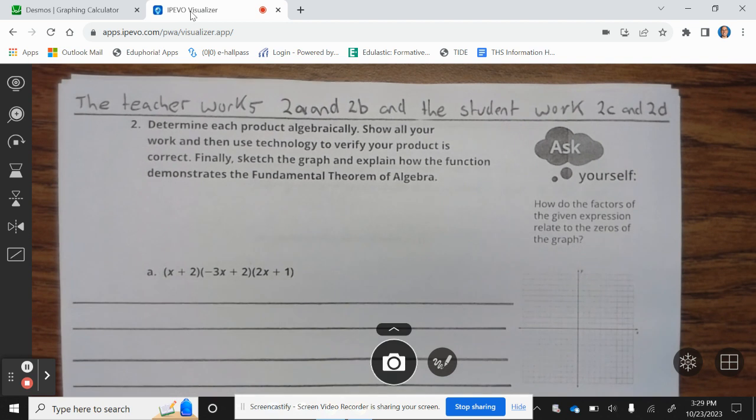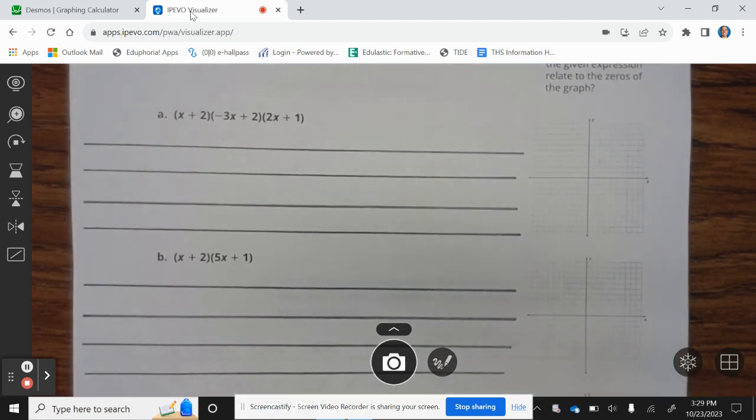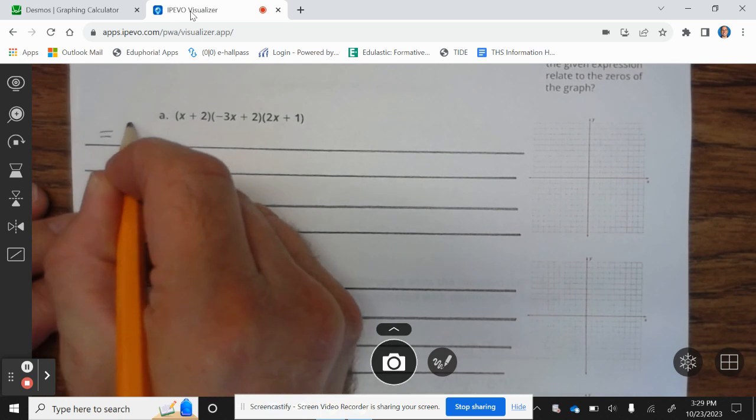Teacher works 2a and 2b, and the student works 2c and 2d. Determine each product algebraically. Show all your work and then use technology to verify your product is correct. Finally, sketch the graph and explain how the function demonstrates the fundamental theorem of algebra. All right, let's take a look at A. So first, we FOIL here.